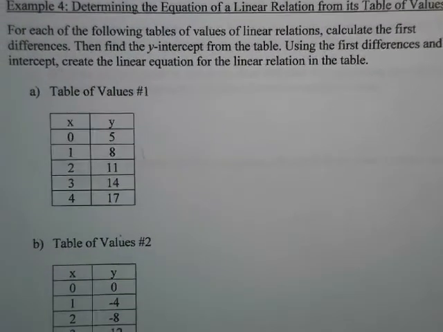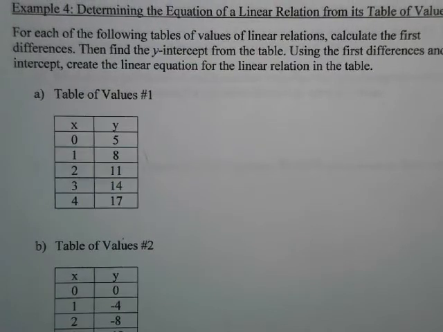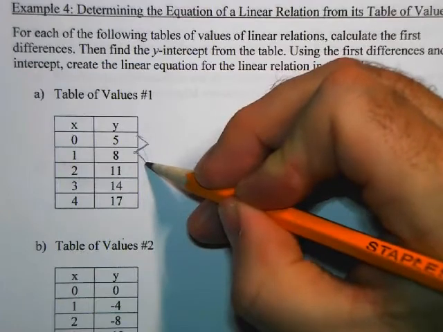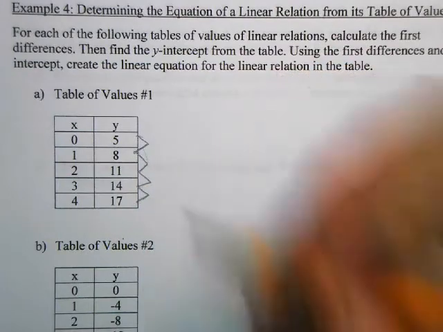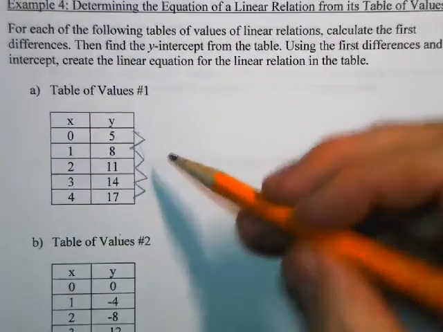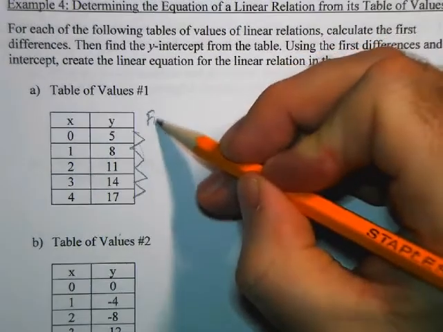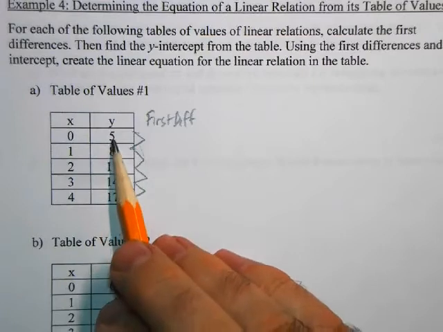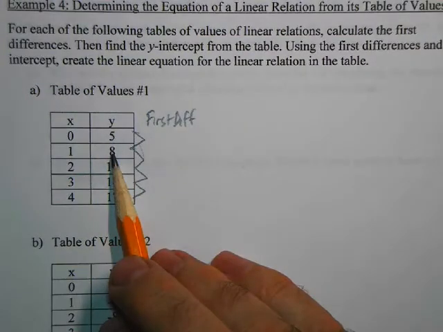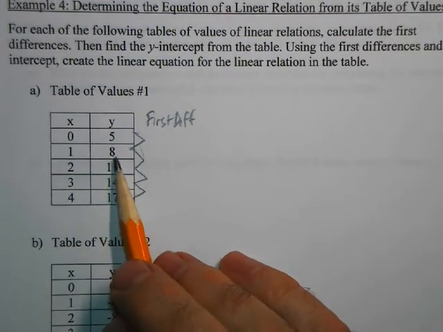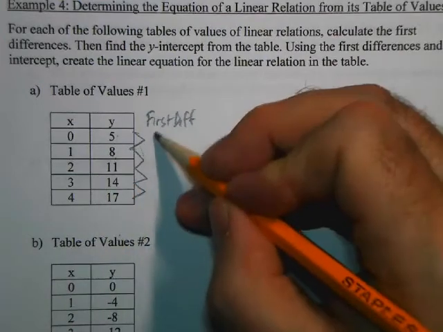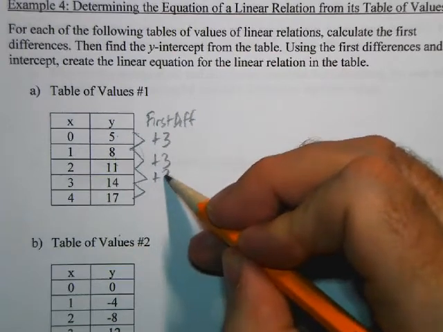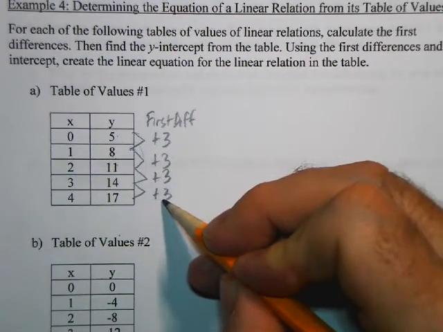The first thing we're going to do is the first differences. Again, I'm going to compare each pair of y values. This is the first time we're calling it this: first differences. So 5 to 8, that was an increase of 3. Or you could just do it mathematically: 8 minus 5 is +3. 11 minus 8, +3. 14 minus 11, 17 minus 14.